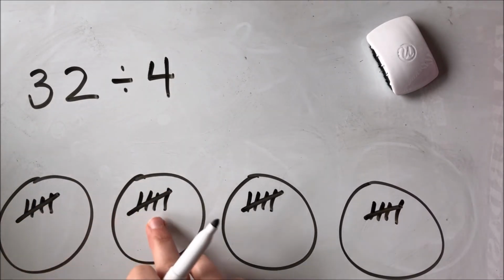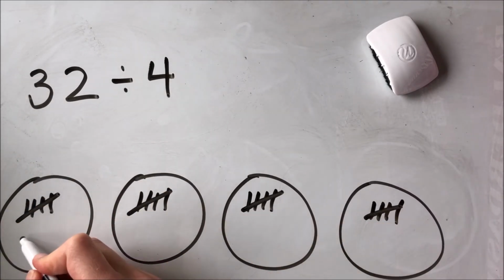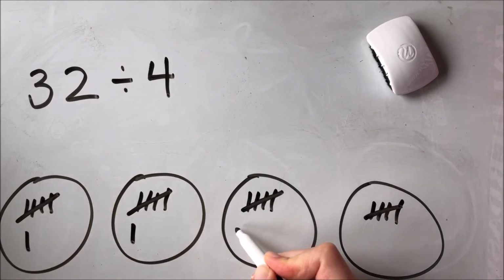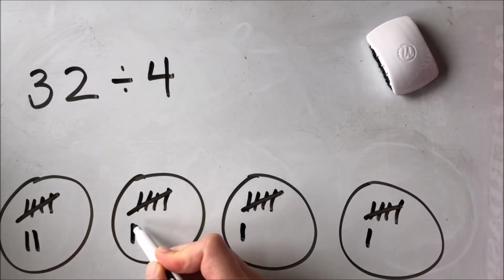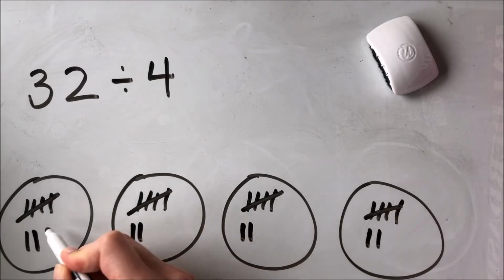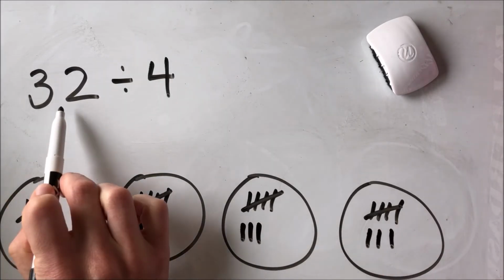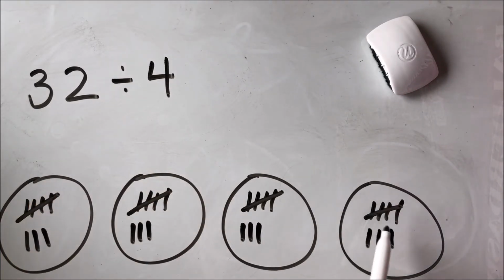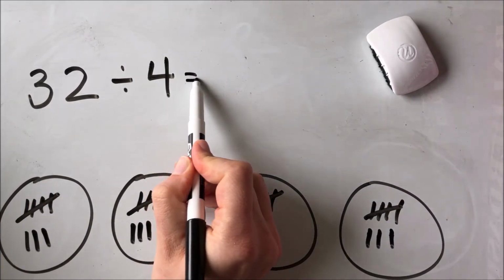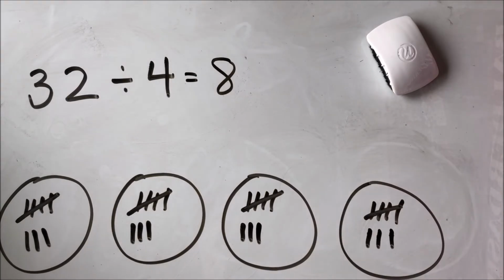So I've counted 5, 10, 15, 20. I'll go back to ones. 21, 22, 23, 24, 25, 26, 27, 28, 29, 30, 31, 32. I had 32 items. I divided it into 4 groups, and there are 8 in each group.